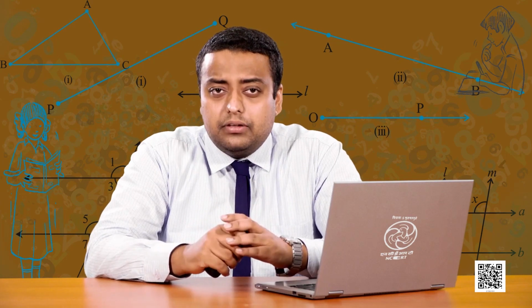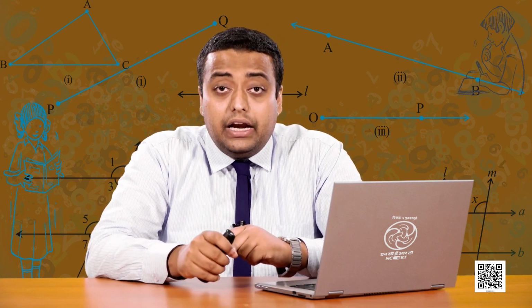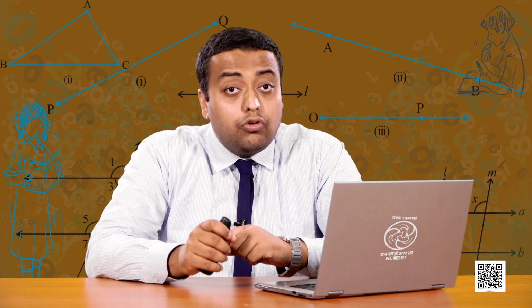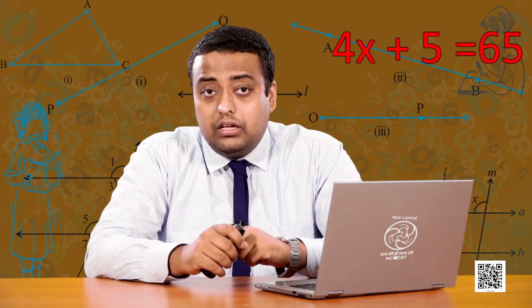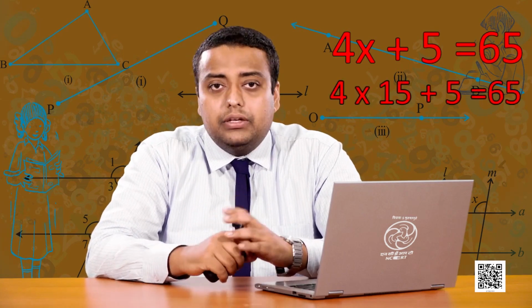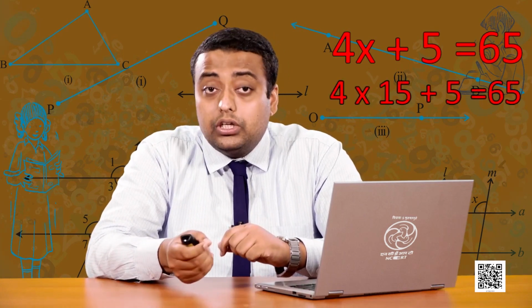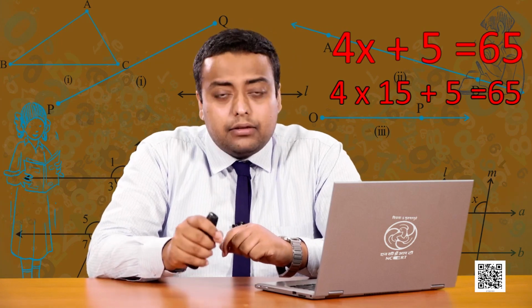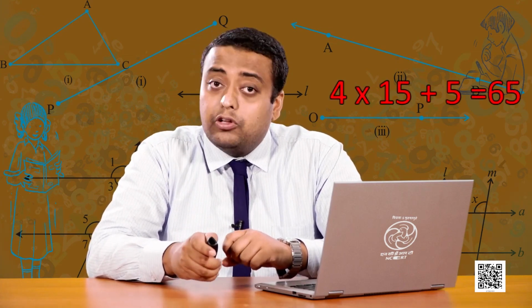The first equation is a condition on variable x. It states that the value of expression 4x + 5 is 65. The condition is satisfied when x = 15. It is the solution to the equation 4x + 5 = 65. x = 0 is not a solution to the equation. No value of x other than 15 satisfies the condition 4x + 5 = 65.